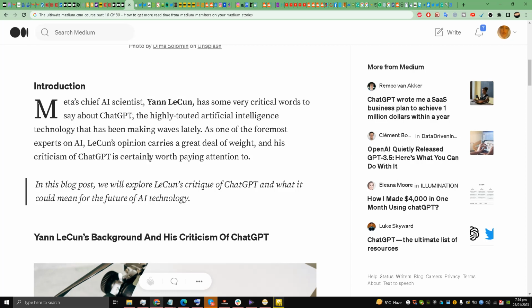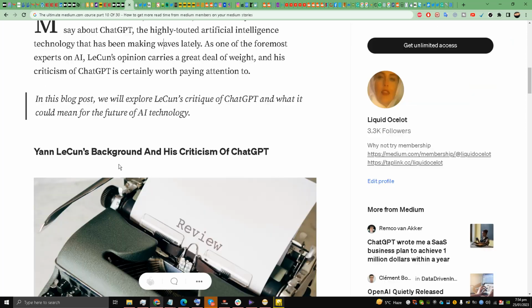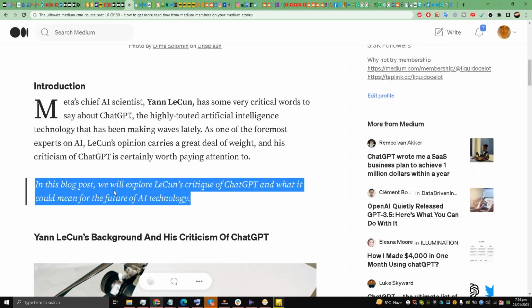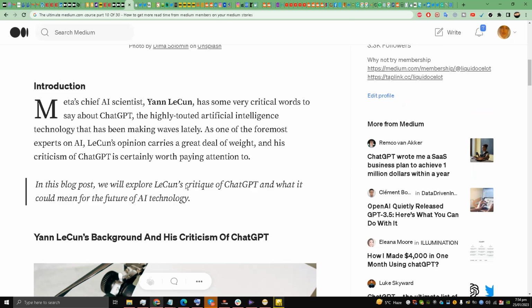I'm trying to learn this because the Illumination publication owner, Mehmet Yildiz, told me that you should make smaller paragraphs, and if you look at these bigger writers, they always focus on smaller paragraphs, at least initially and also throughout the Medium story. So you need to do this. You need to use quotation marks on important sentences.